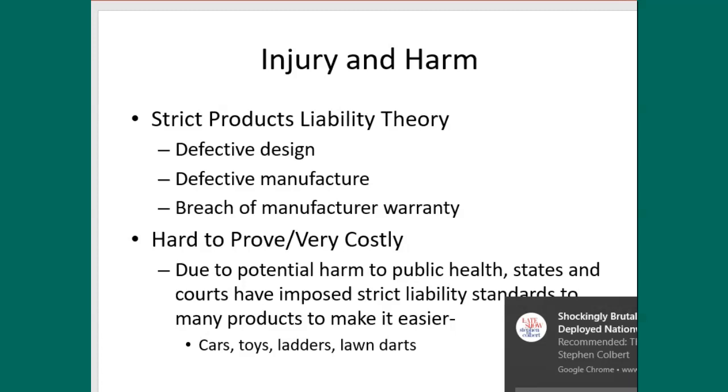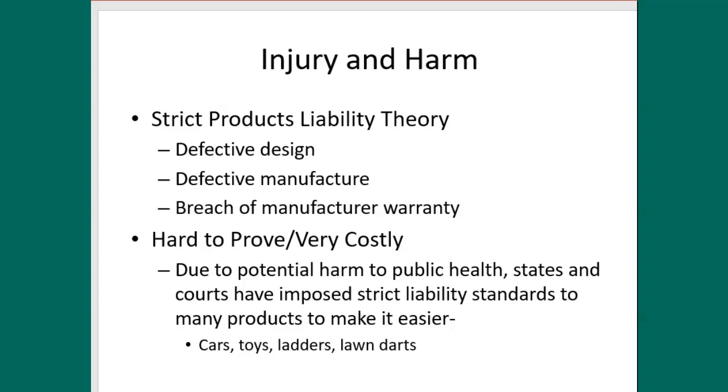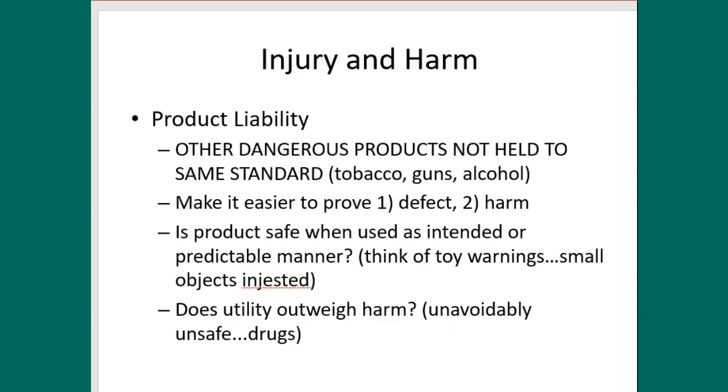Tobacco, guns, alcohol are not held to the standard, so that something like a gun is an unsafe object. There's no question about it. The misuse of the gun can result in serious injury and death. And every time a gun is used in a mass shooting, the conversation about holding the gun manufacturers responsible comes up. However, the government has given the gun manufacturers blanket immunity to liability when the guns are used in this way.